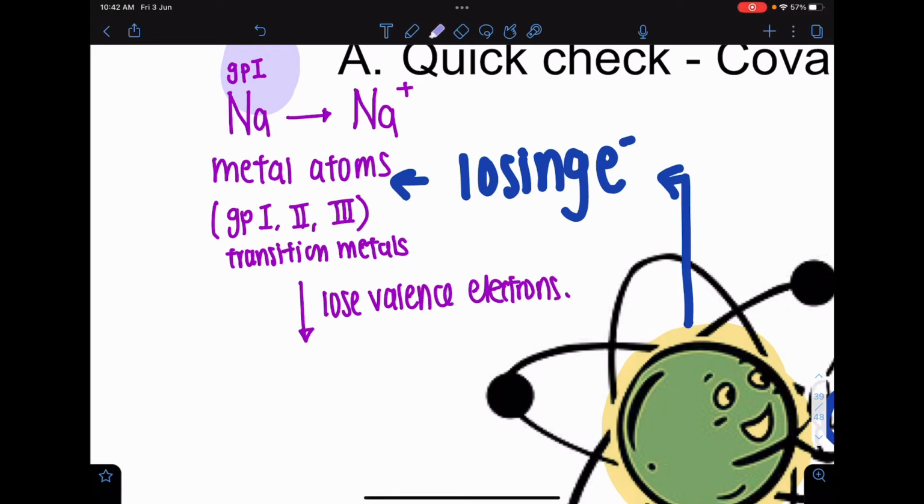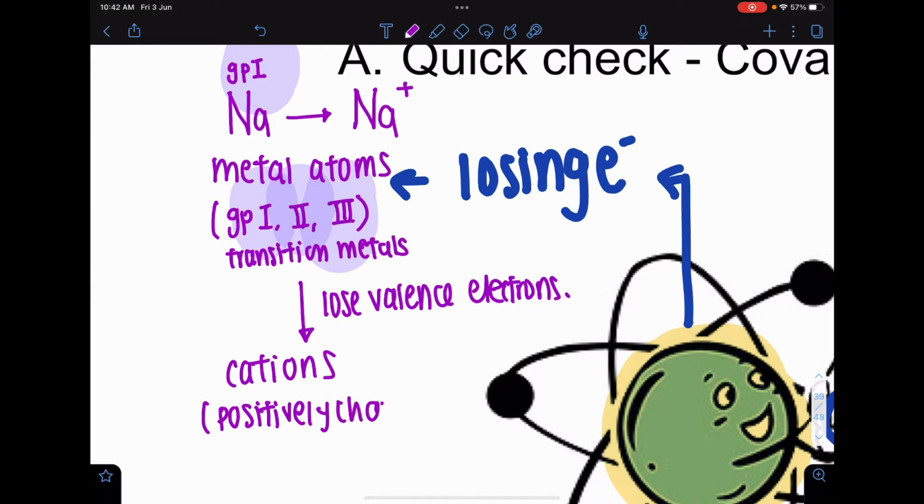Those in group 1 will have one valence electron. Group 2 has two valence electrons. Group 3 has three valence electrons. When they lose the valence electrons, they will become positively charged, or what we call cations. Basically, cations are positively charged ions. So Na+ is a cation, right?